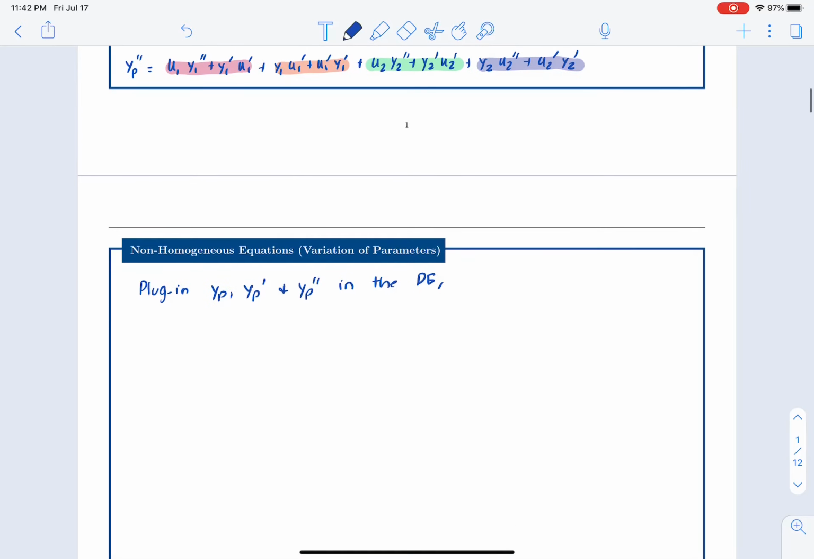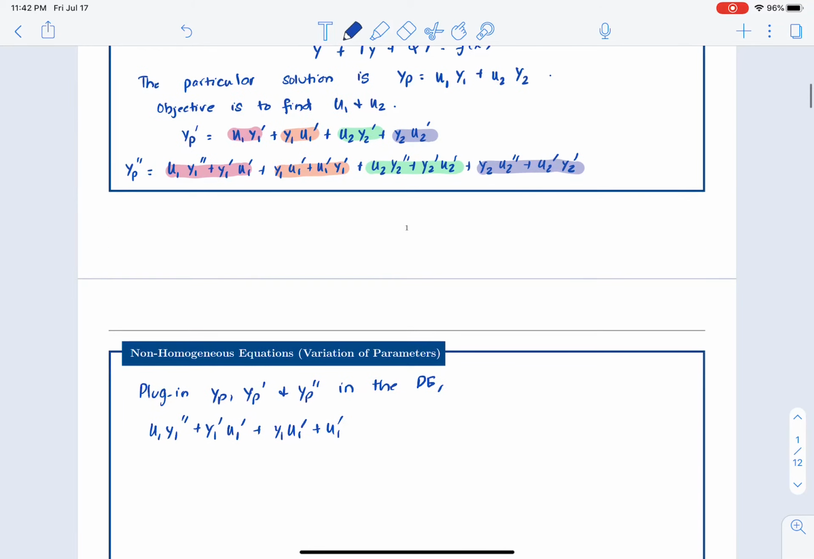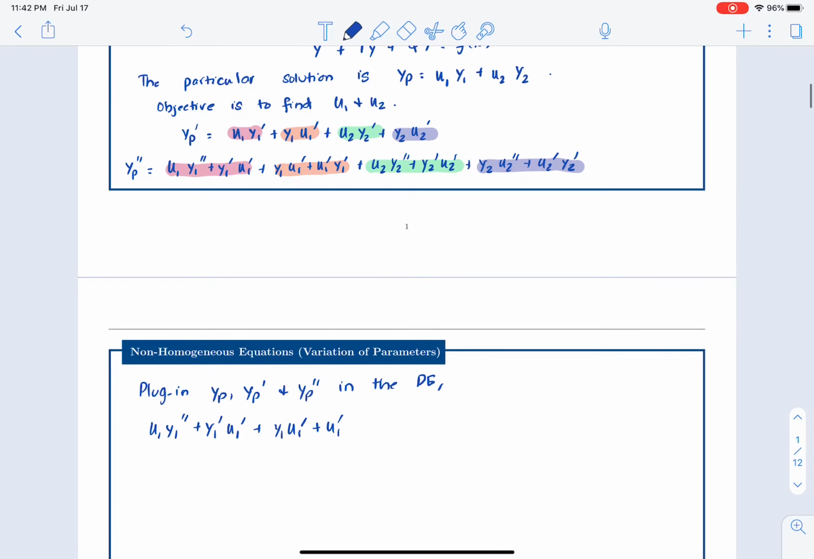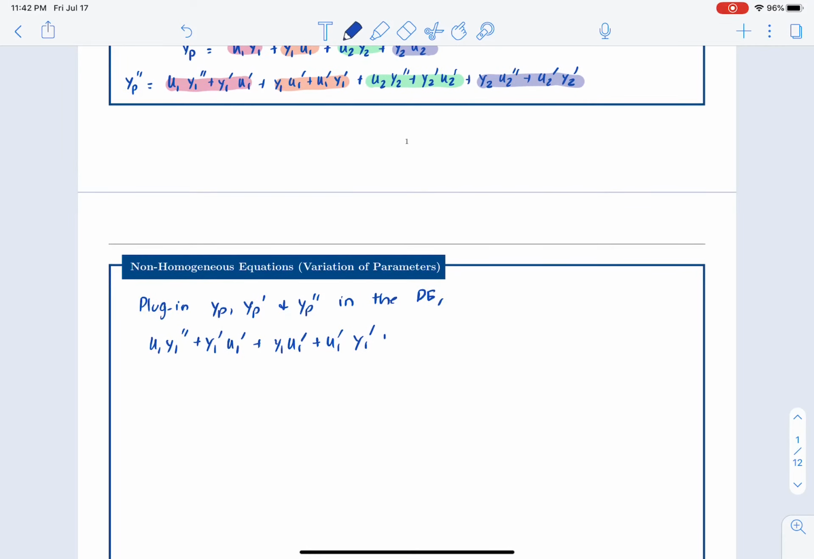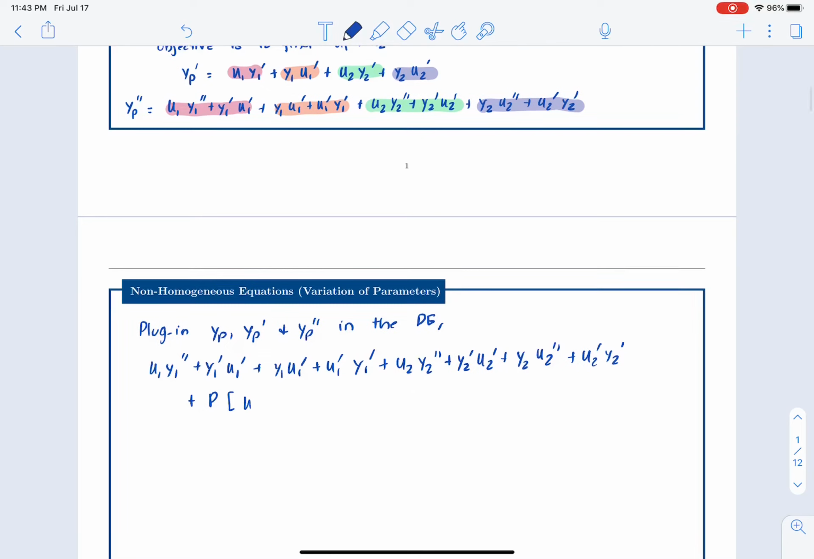So we would end up getting u1 y1 double prime, y1 prime u1 prime, y1 u1 prime, u1 prime y1 prime, plus u2 y2 double prime, y2 prime u2 prime, y2 u2 double prime, u2 prime y2 prime, plus p times the first derivative, which is u1 y1 prime, y1 u1 prime, u2 y2 prime, y2 u2 prime.